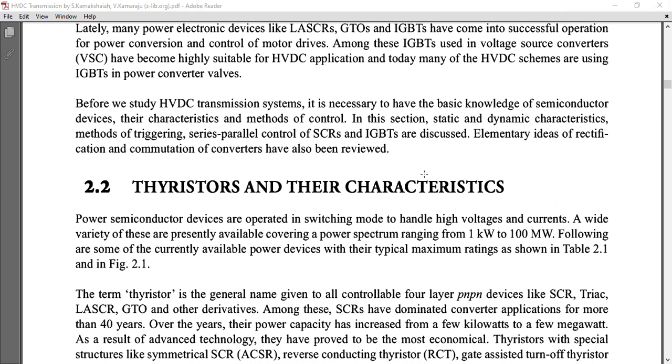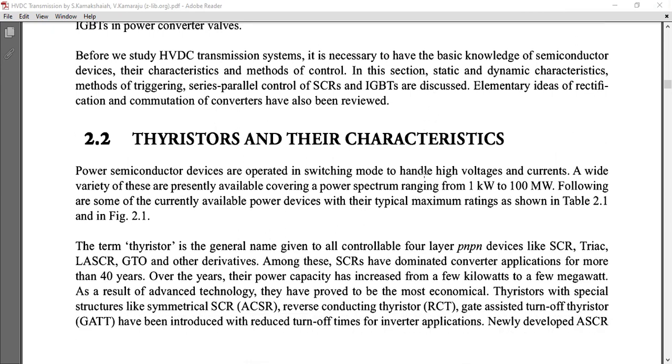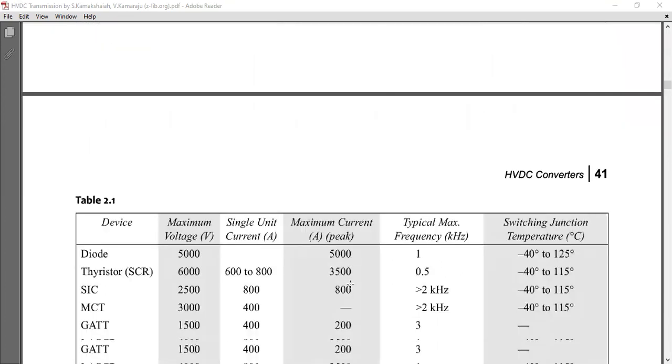You know that it is a power thyristor. The power thyristor is a power semiconductor device, and it can handle the high voltages and currents which we are transmitting. Here we are using a wide variety of thyristors, ranging from 1 kilowatt to 100 megawatts. In the table you can see the thyristors.